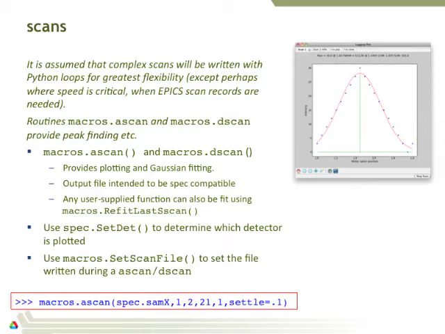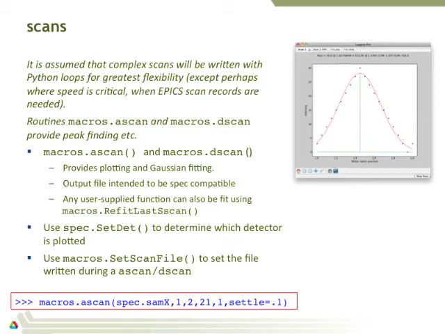A scan is defined to look something like spec. It is relatively straightforward. It will use Matplotlib automatically to show you what you've scanned. It automatically fits to a Gaussian. You use set detector to tell it what detector is being plotted when you run this. You tell it what the scan file is ahead of time, and so on.